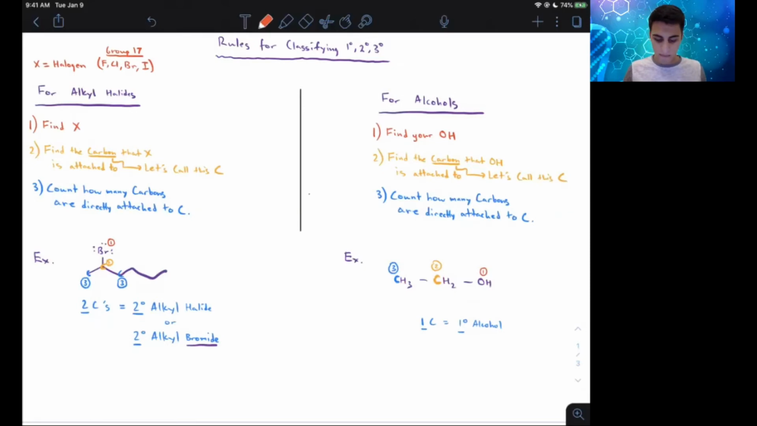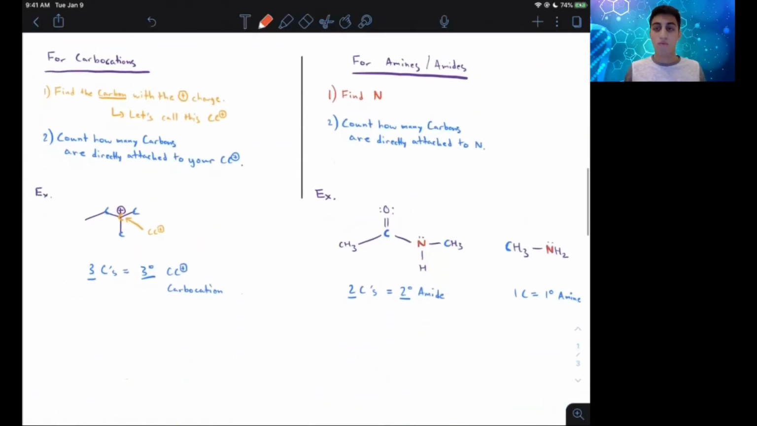Now, what if we were talking about carbocations? It's a little bit easier now, because here all you need is two steps. You're going to find the carbon with the plus charge, and we're going to call this our C plus, or carbocation. And the second step is to count how many carbons are directly attached to the carbocation. So step one would be over here, just like I noted. That's your carbocation. And all you need to do is count how many carbons are attached to that orange carbon. And we see 1, 2, 3. So this is three carbons, a tertiary carbocation.